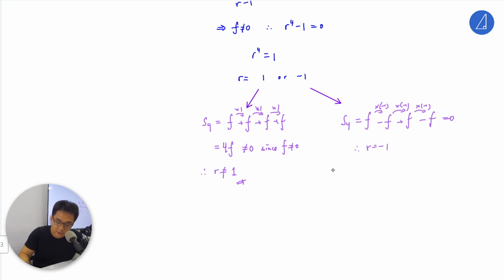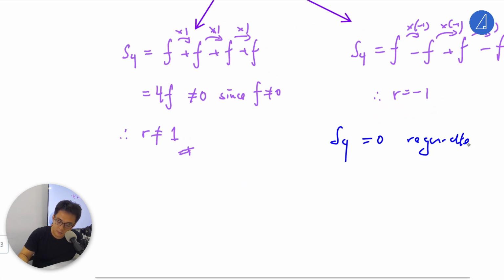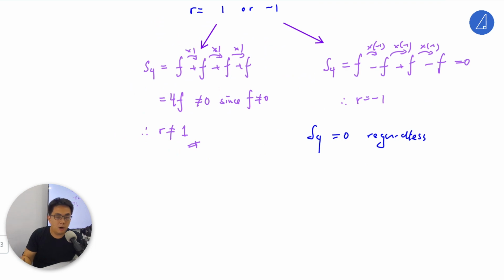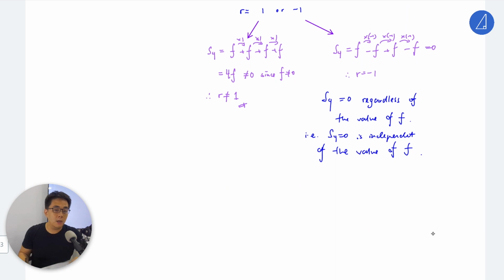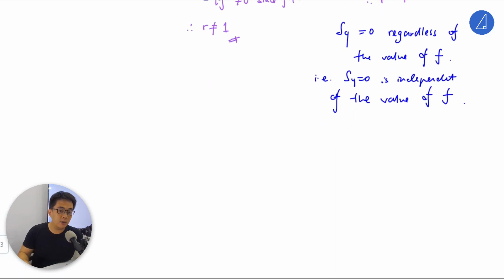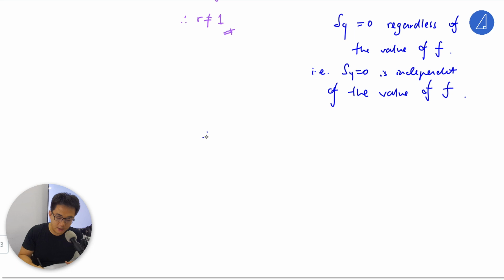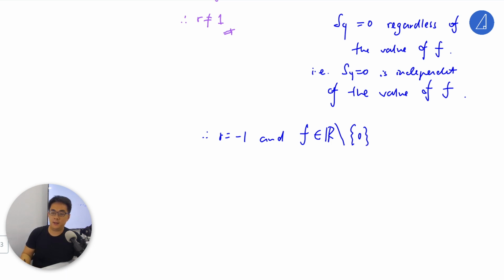The thing now is S4 equals 0 regardless of the value of f. This is what we can state. It's independent of the value of f, right? So essentially, r has to be equal to negative 1, and f is any real value but 0. Okay, so essentially this is the case. Or you can just write it down like that.